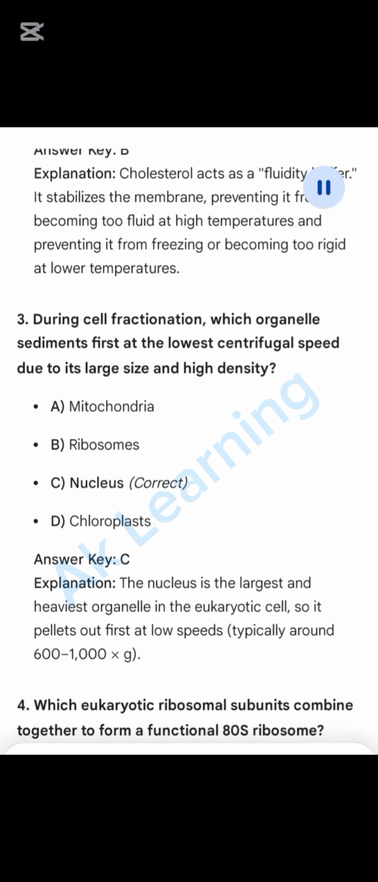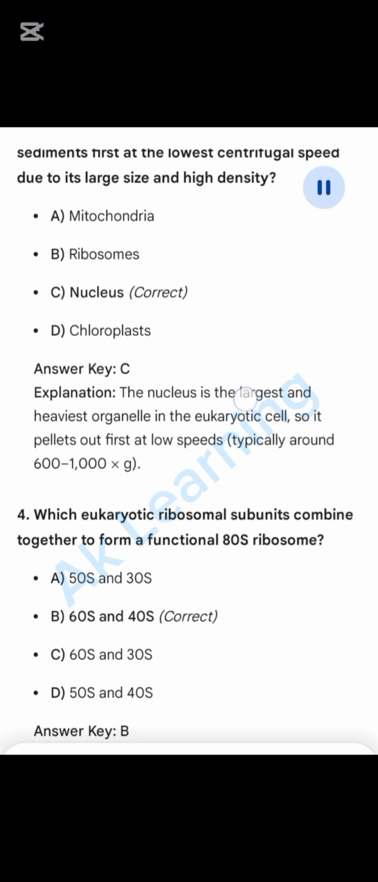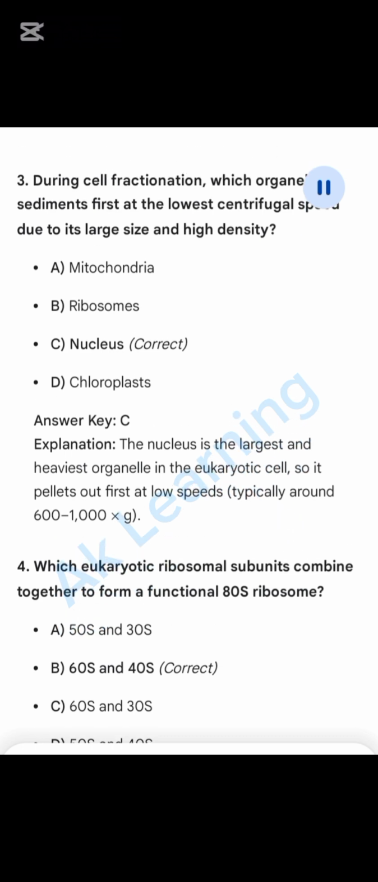3. During cell fractionation, which organelle sediments first at the lowest centrifugal speed due to its large size and high density? A. Mitochondria. B. Ribosomes. C. Nucleus. Correct. D. Chloroplasts. Answer key, C. Explanation. The nucleus is the largest and heaviest organelle in the eukaryotic cell, so it pellets out first at low speeds, typically around 600 to 1,000 times g.